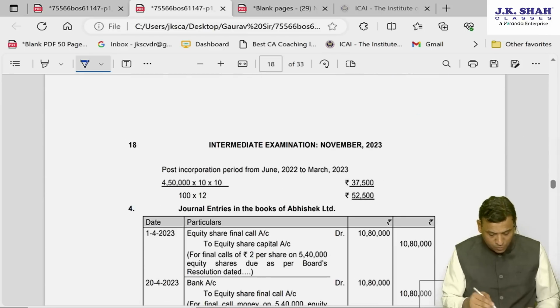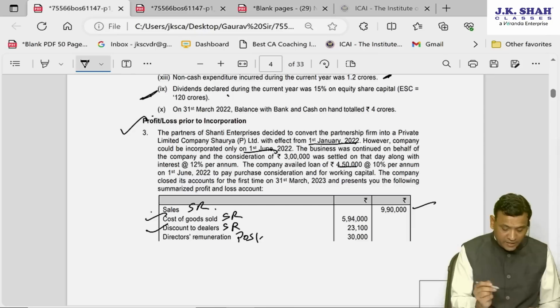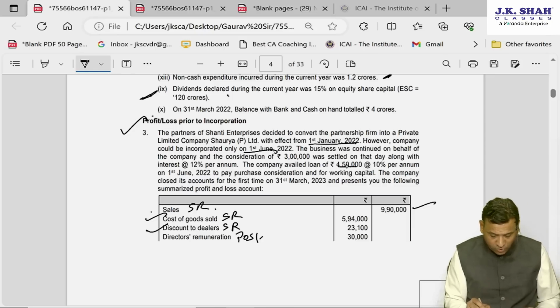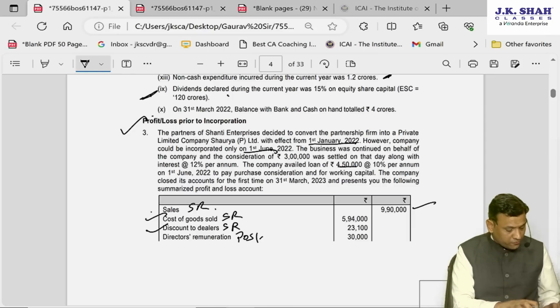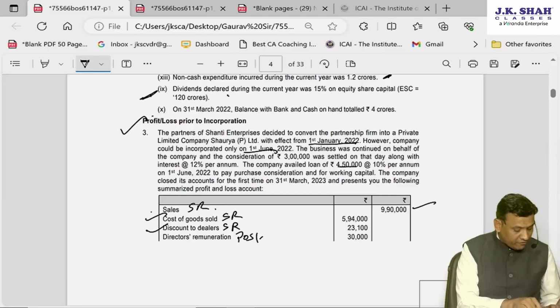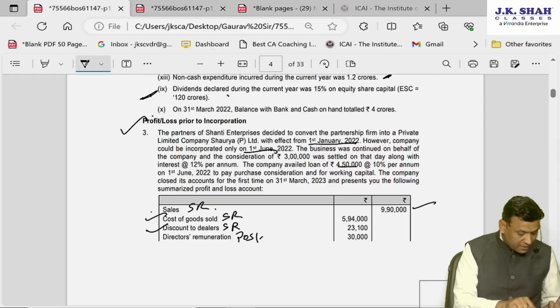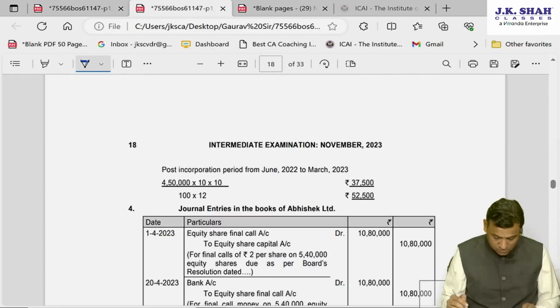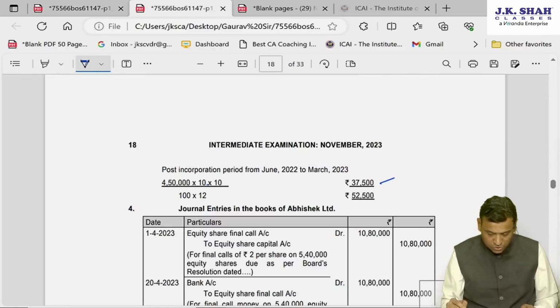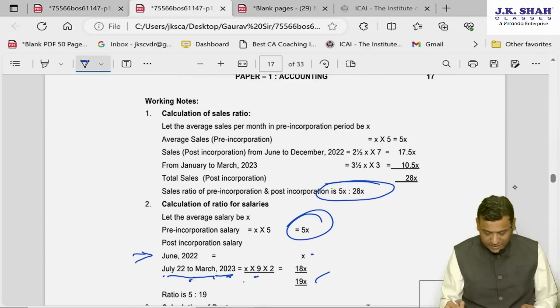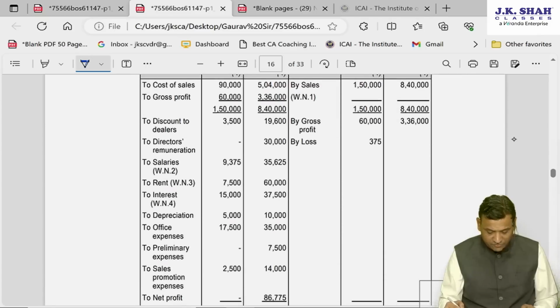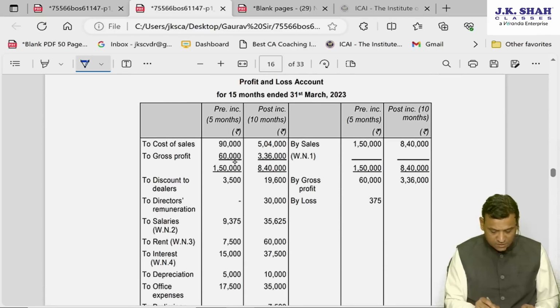Then comes the post-period interest. Which is that post-period interest? Sir, we have taken a loan of 4,50,000 on 1st of June only. So 4,50,000 into 10%, for how many months? Sir, that will be for 10 months. So 37,500 for 10 months. Done, friends? So this is all with respect to your adjustment. Look at the bifurcation. Sales, you have a gross profit. Obviously, it's a balancing figure.